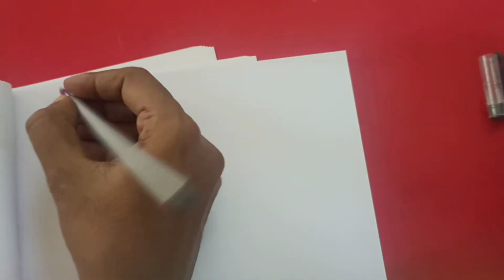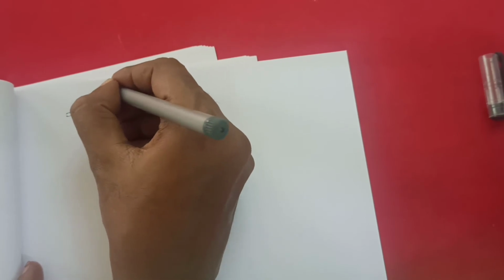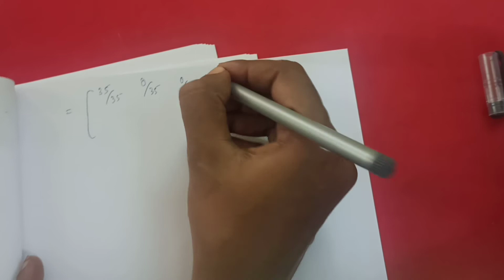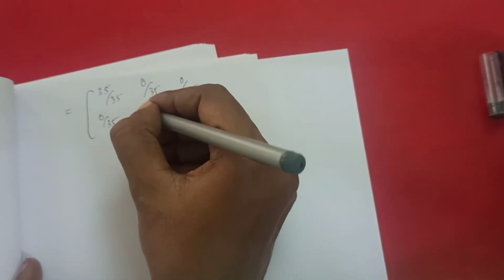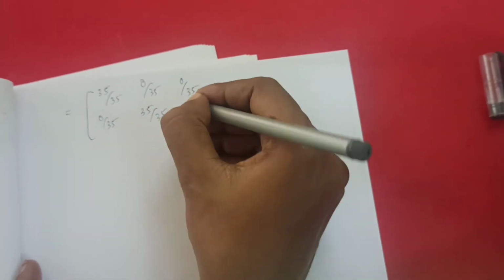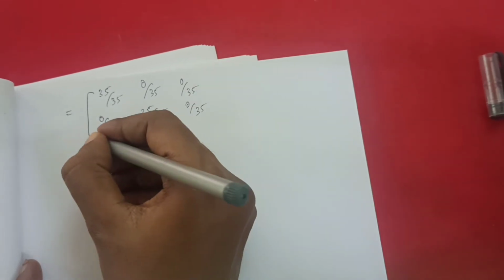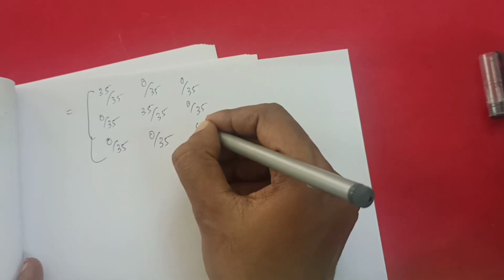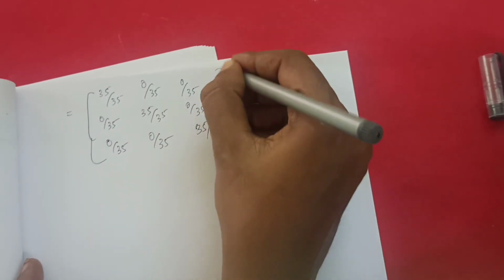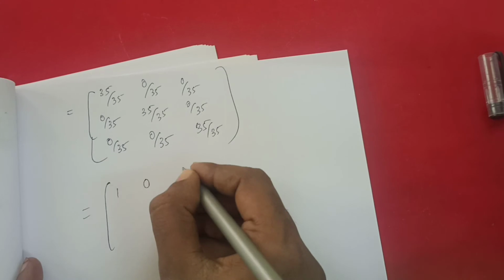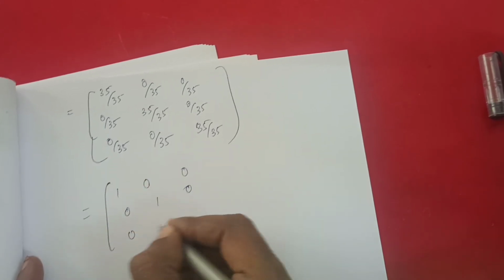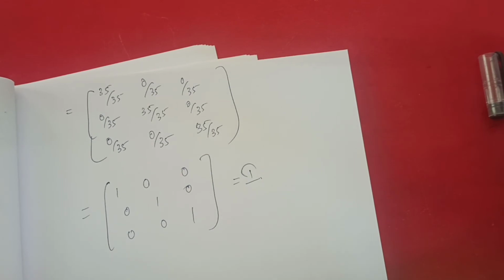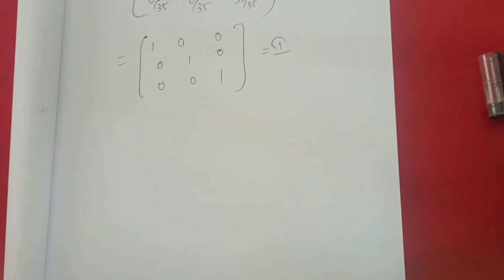35 by 35. 0 divided by 35. 0 divided by 35. 0 divided by 35. 35 by 35. 0 divided by 35. Last, 0 divided by 35. 0 divided by 35. 35 divided by 35. So what will you get? 1 0 0, 0 1 0, 0 0 1. That's the same as the identity matrix. Okay. So the first part is over.